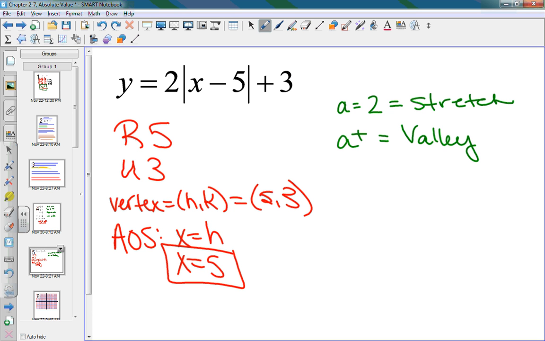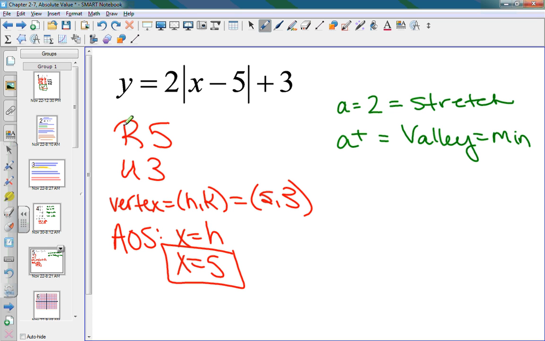Okay? I'm not flipping it over here, so if I have a valley, do I have a max or a min? I have a minimum. Okay? Now, this is all great stuff. Okay, now how in the world do I graph my other points? If I graph my vertex, how do I get the arms of my graph?